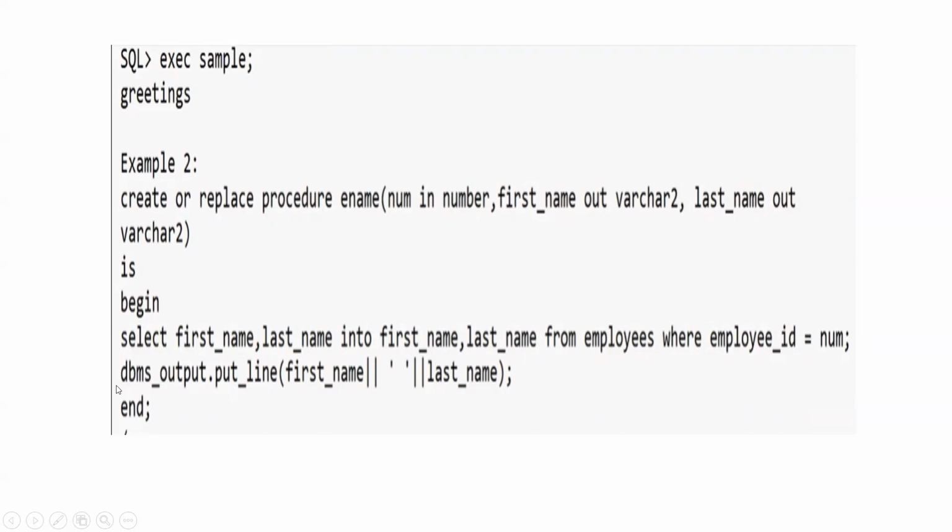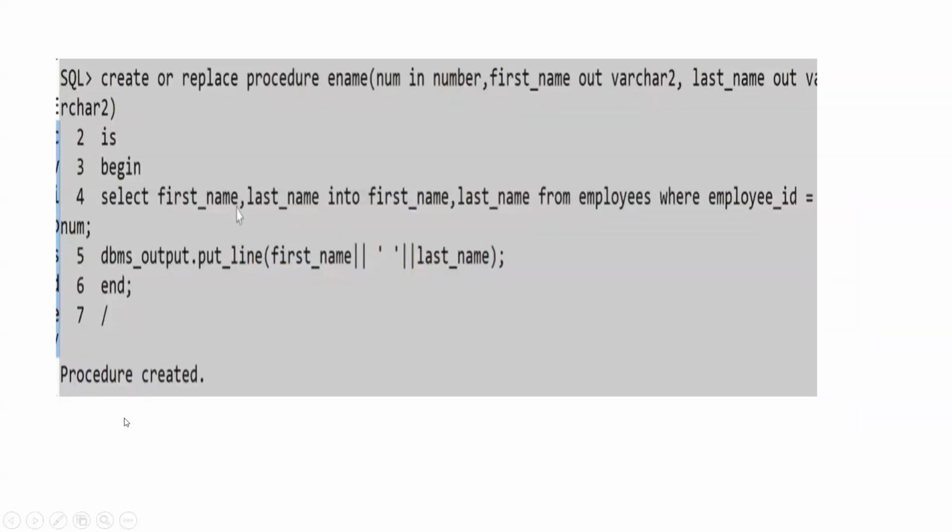So for the output, what you have to do? DBMS_OUTPUT.PUT_LINE, and inside it you give first name concatenated with last name. You are going to join first name and last name, then end. Okay, so the procedure is created.